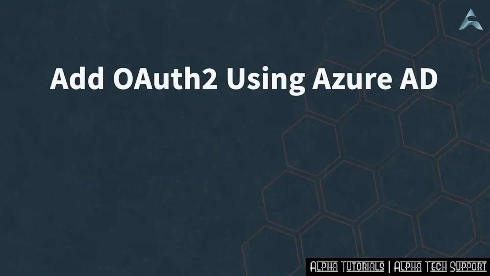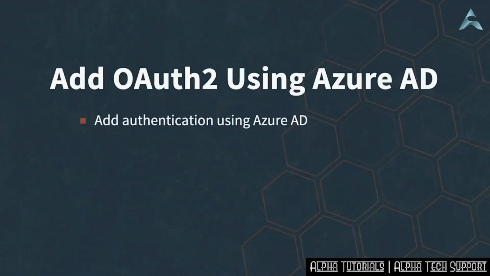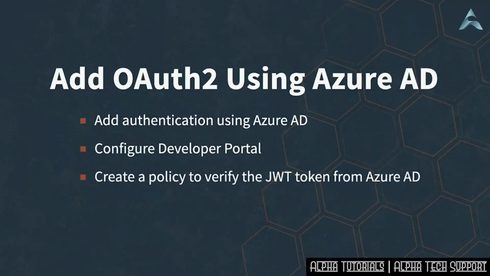In this challenge, I would like you to add authentication using Azure Active Directory. You have to configure OAuth authentication with the developer portal, as well as create a policy to verify the JSON Web Tokens from Azure Active Directory. Once you are done, join me in the next clip to go over the solution.